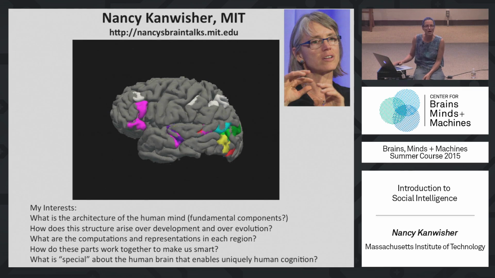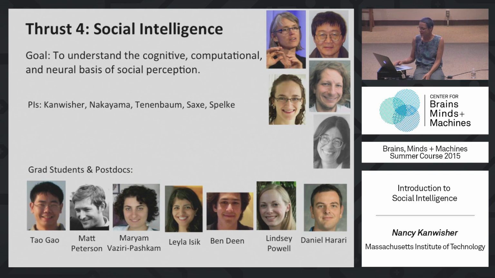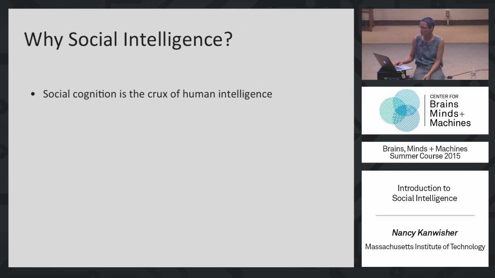Okay, so that at a top level is some of the questions I would most like to answer. Not that I know how to approach any of them, but I think it's important to keep an eye on those goals even when you don't quite see how you're going to get there. My particular focus in the CBMM project is to look at social intelligence, which is one piece of that puzzle. And so why social intelligence? Well, just briefly, I think social cognition is in many ways the crux of human intelligence.